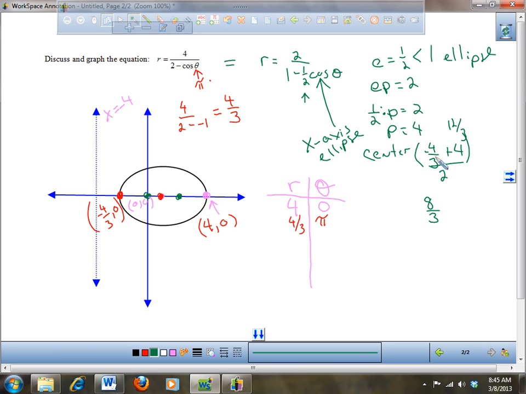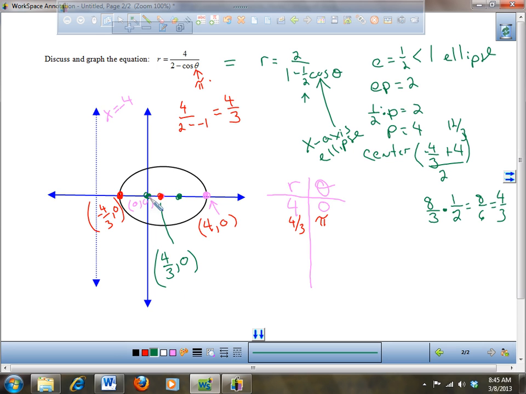So I add these two together, and I get 8/3 divided by 2, which is the same as taking 8/3 and multiplying by 1/2, which is 8/6, which is 4/3. So this center right here is at 4/3, positive 4/3, comma 0, in XY coordinates.